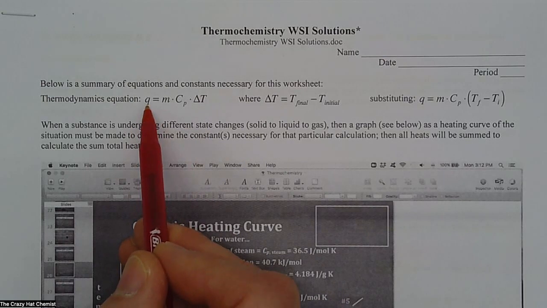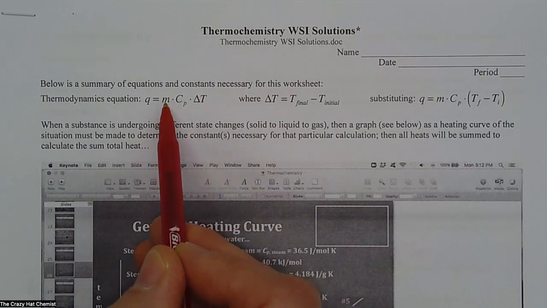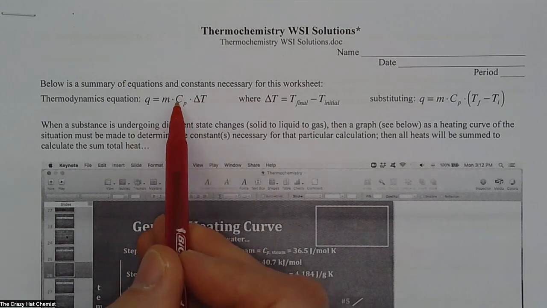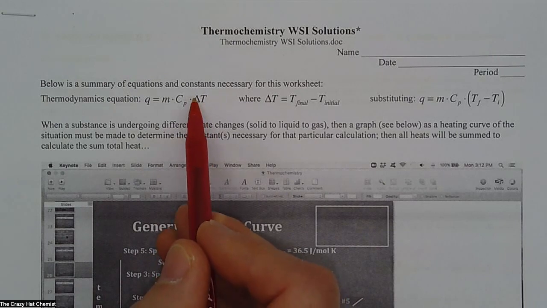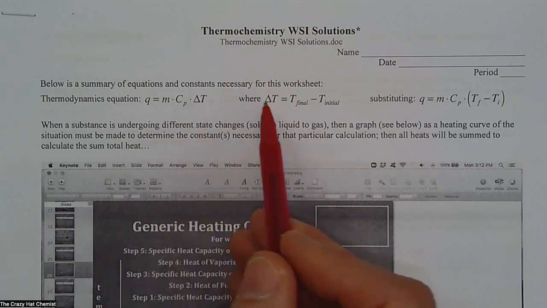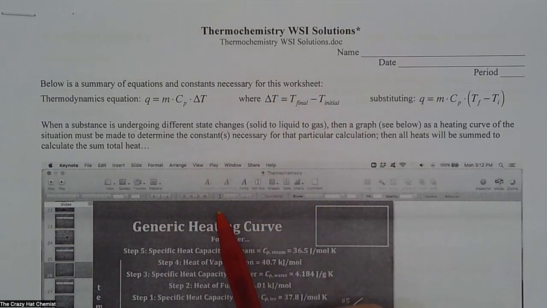Q is a heat term that's most commonly in joules, and m is the mass. Cp is the specific heat capacity. The mass is in grams. The specific heat capacity is in joules per gram degree Celsius, and delta T is the change in temperature. The change in temperature is the final minus the initial temperature.